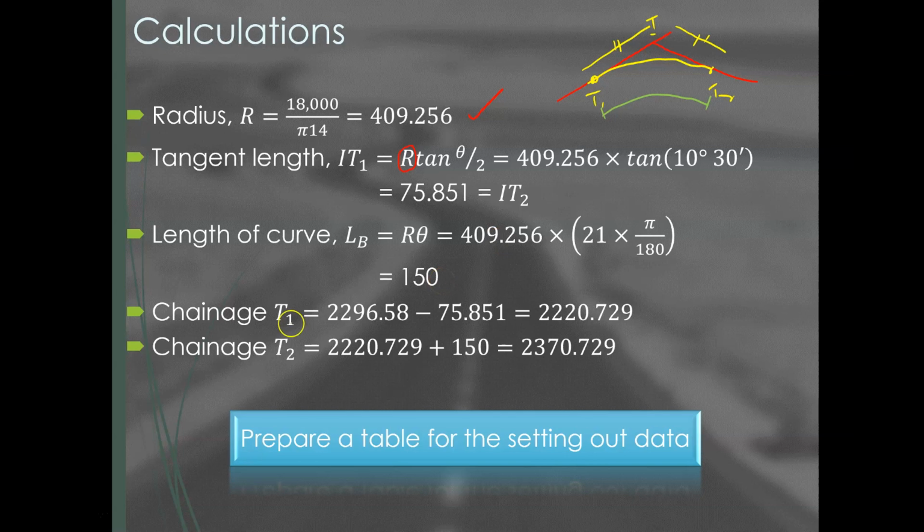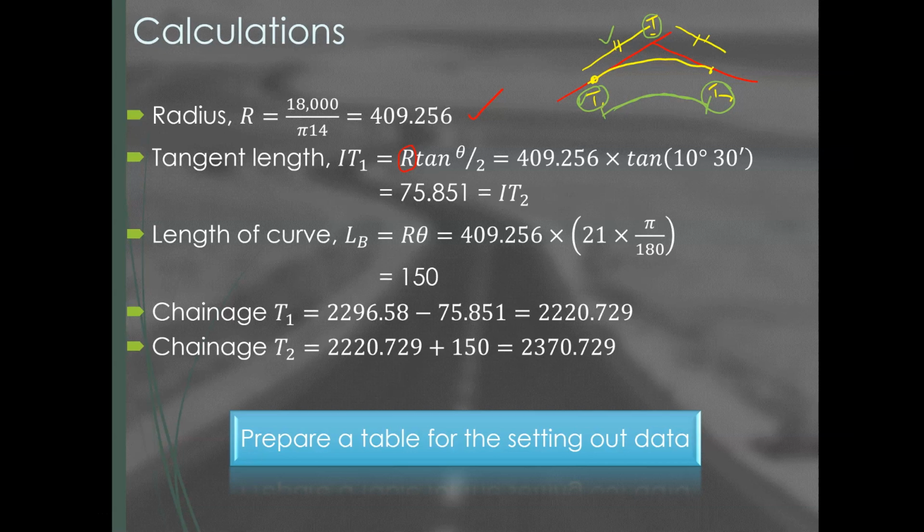Then the next thing to do is to calculate chainage T1. Chainage T1 will simply be that chainage minus that distance, which will give you that. And chainage T2 will be that chainage plus the length of the circular curve, that will give you that chainage. Okay, once that's done, that's the initial data that we need.